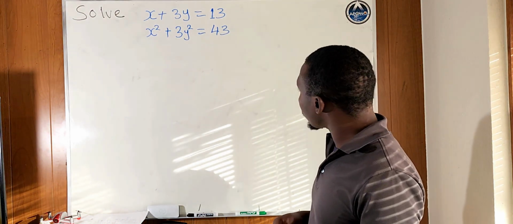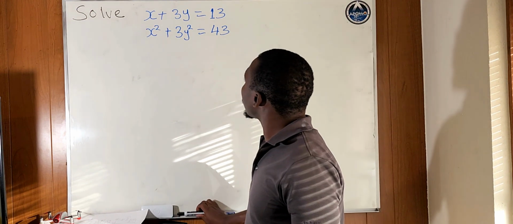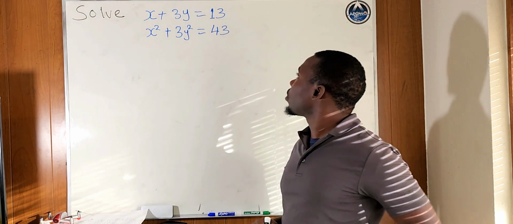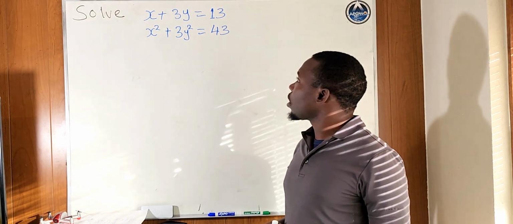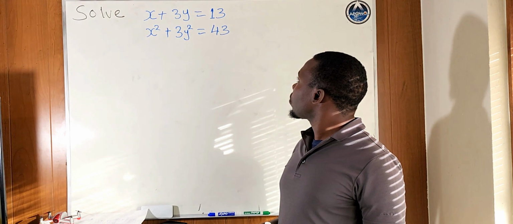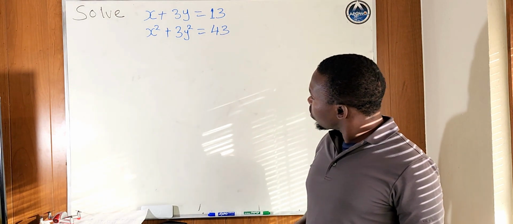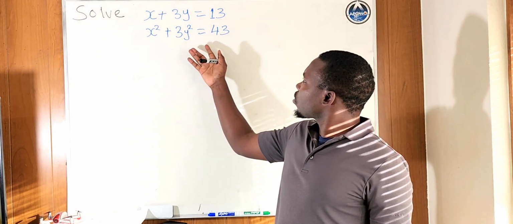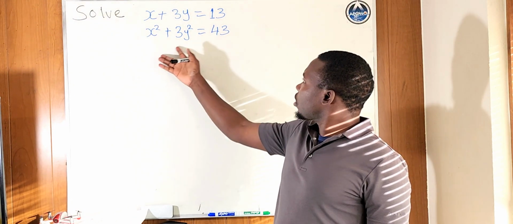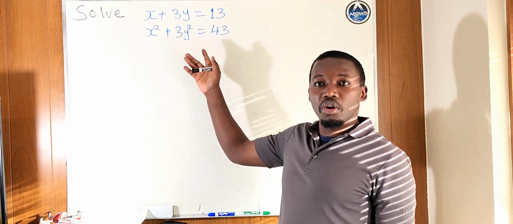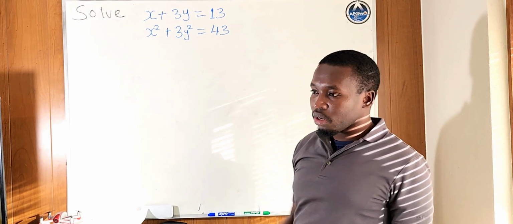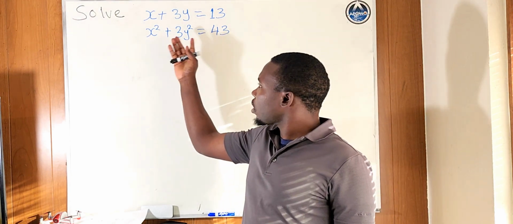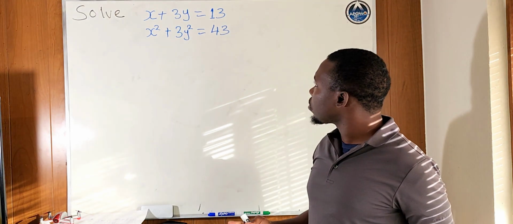We have this question: solve the simultaneous equations x plus 3y equals 13 and x squared plus 3y squared equals 43. There are actually three ways we can do this question. We can solve it simultaneously, use a graphical method, or use a matrix method. But I'm going to solve it in simultaneous form, the normal way, without a matrix or a graphical method.